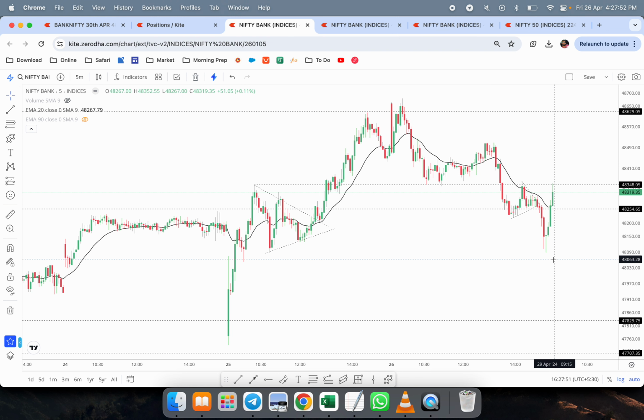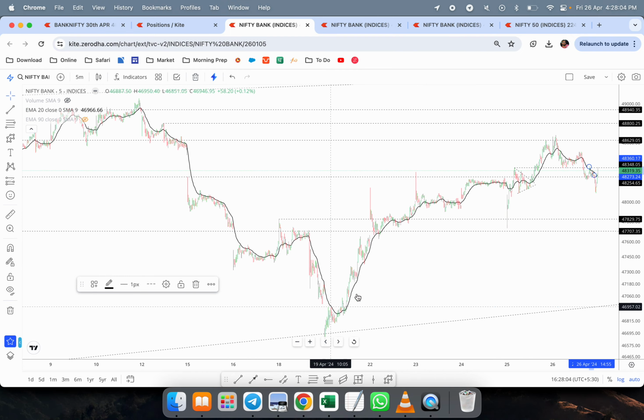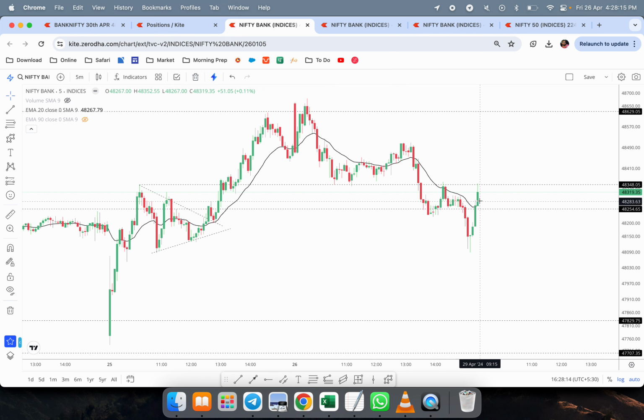Now what's the setup for Monday? For Monday we can see the market moved very strongly down, a lot of profit booking, because we are in a confirmed uptrend since the 19th of April, and at the end of the day today, in the last 20 minutes, the market has tried to recover, and this upward move will continue for Monday.